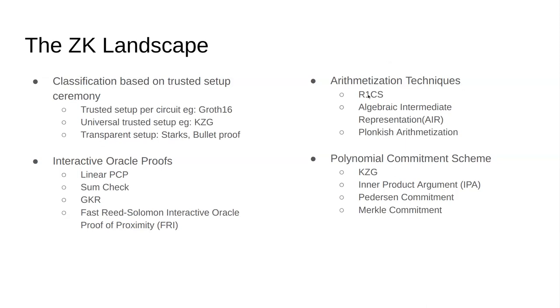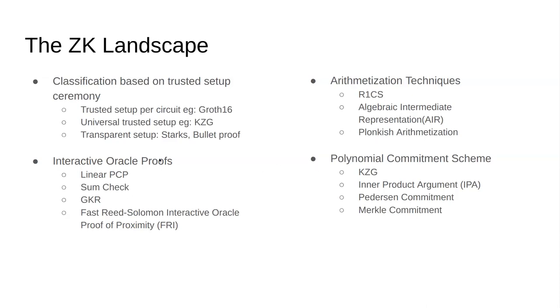Also, we have the arithmetization techniques. We have the rank-one constraint systems, where we basically convert the execution trace or the witness to rank-one constraints, which are then further broken down to quadratic arithmetic programs. And we also have the algebraic intermediate representation used by Starks and Plonkish arithmetization. Basically, Plonkish arithmetization gives more freedom than the rank-one constraint systems.